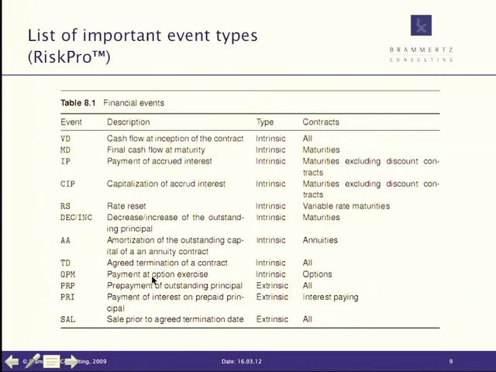OPM is the payment of an option exercise. PRP, prepayment of outstanding principal. So this is one which is related to behavior. So a prepayment function, that's a behavior function. Sale, and so on. So there are more, but it's a limited number. I think there are about 24, roughly, 24 events, which describe the richness of the financial world, which happen on the underlying and depending on the contract type.